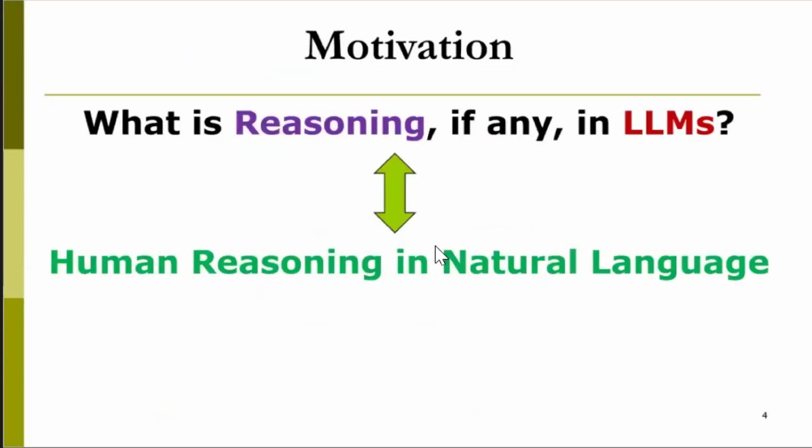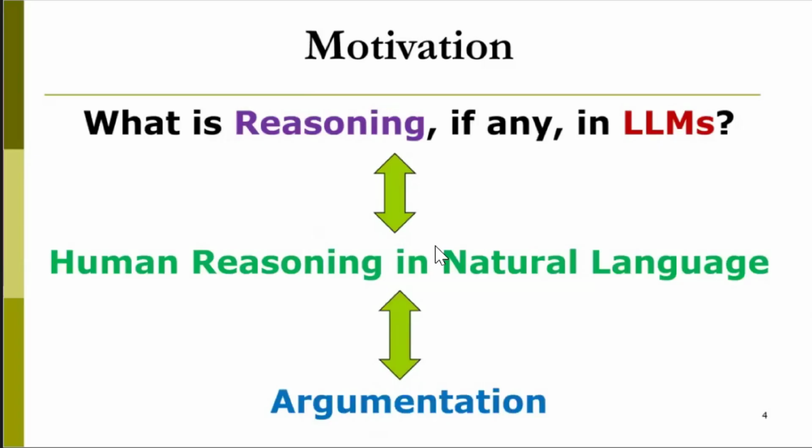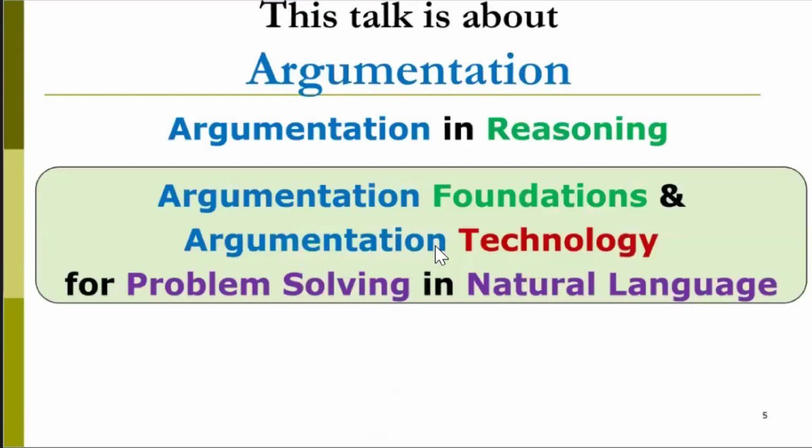Now, whatever reasoning there is or there isn't in LLMs, whether you like them or you don't like them, or you believe they have it and they don't, if they have any reasoning, that reasoning has to be human reasoning in natural language. There's nothing else it can be, all right? And believe me, this is what we'll be talking about. Human reasoning in natural language is argumentation. The way to formalize, the way to understand human reasoning in natural language is argumentation. Okay? That's why, as I said, this talk will be really about argumentation, about its foundations, but also about argumentation technology for problem solving. Okay?